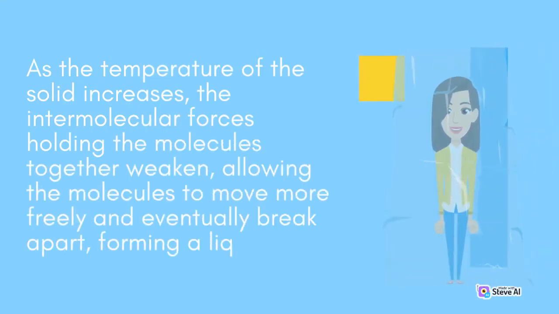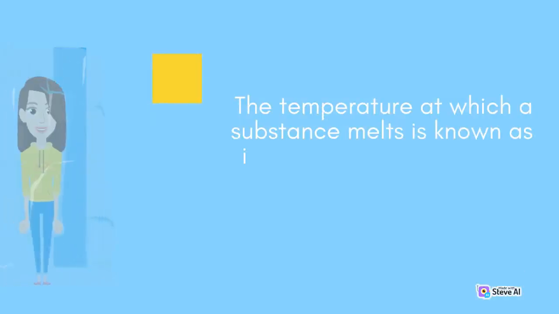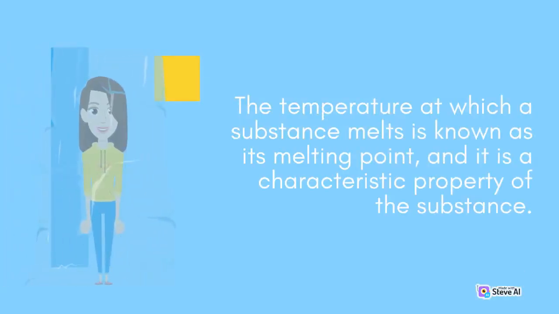As the temperature of the solid increases, the intermolecular forces holding the molecules together weaken, allowing the molecules to move more freely and eventually break apart, forming a liquid. The temperature at which a substance melts is known as its melting point, and it is a characteristic property of the substance.